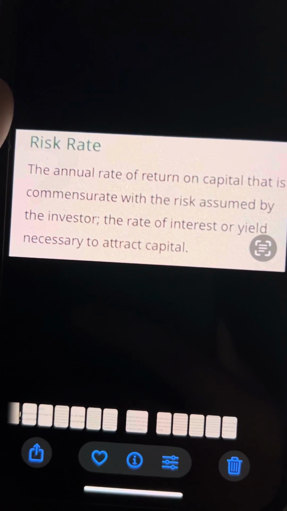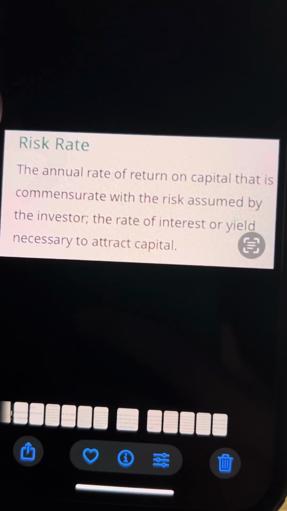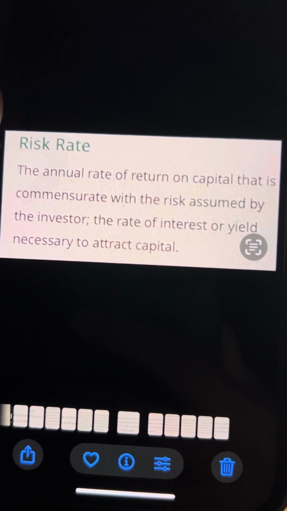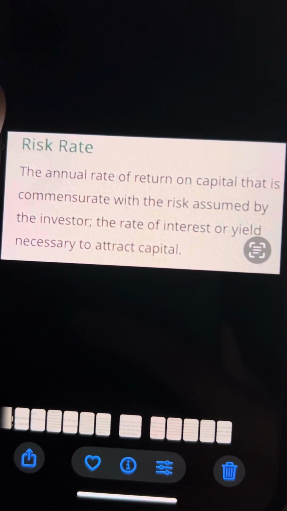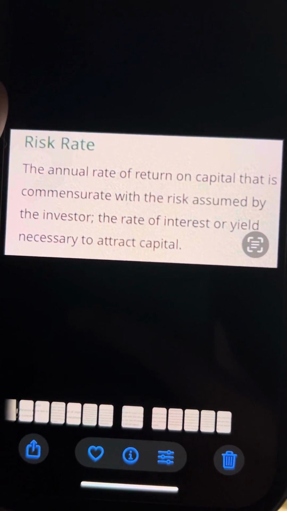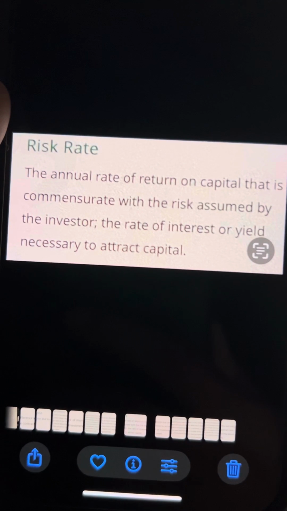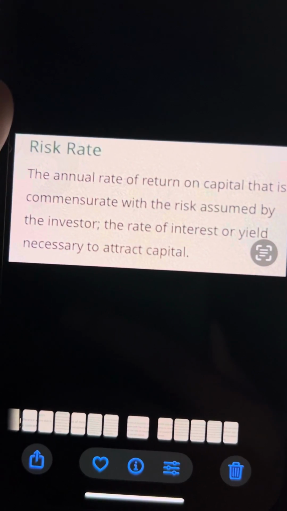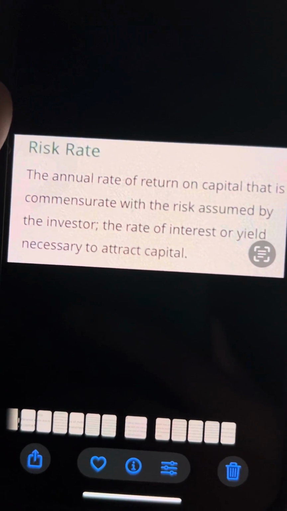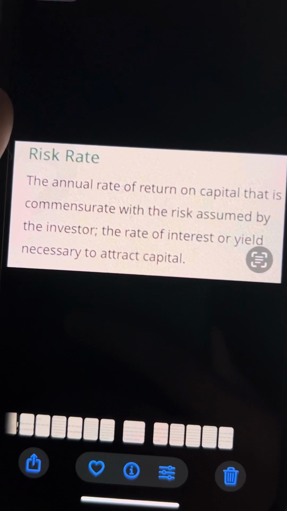Number 11, the annual rate of return on capital that is commensurate with the risk assumed by the investor, the rate of interest or yield necessary to attract capital. The answer is risk rate.